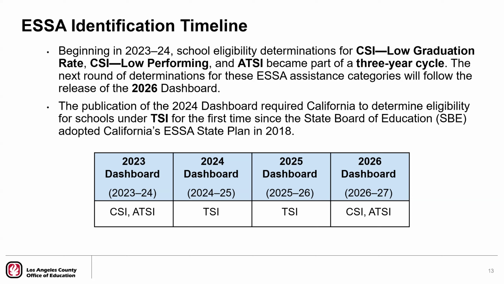And TSI, the determinations are evaluated annually. CSI, ATSI, although it's a 3-year cycle, you can exit throughout the period. They re-evaluate each year. So we'll talk about what the exit categories are in the next few slides.